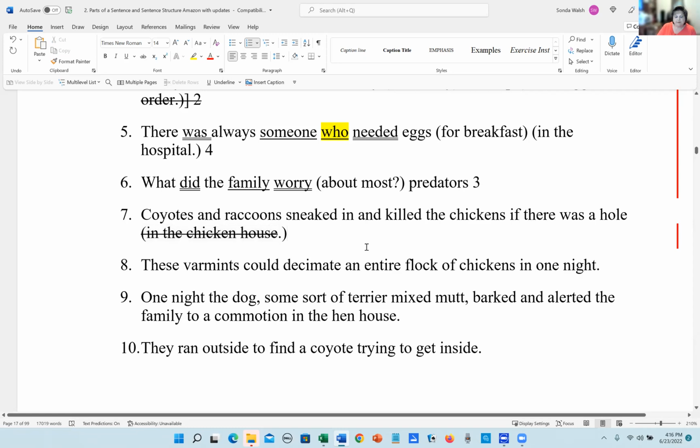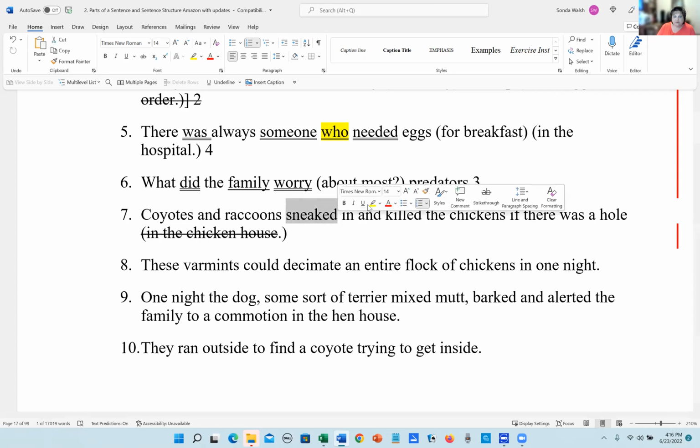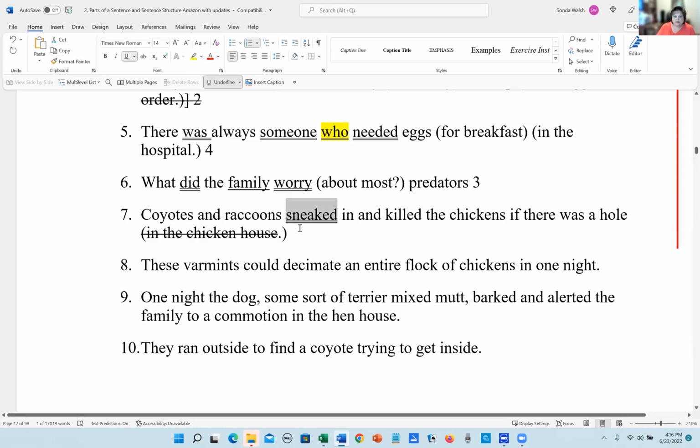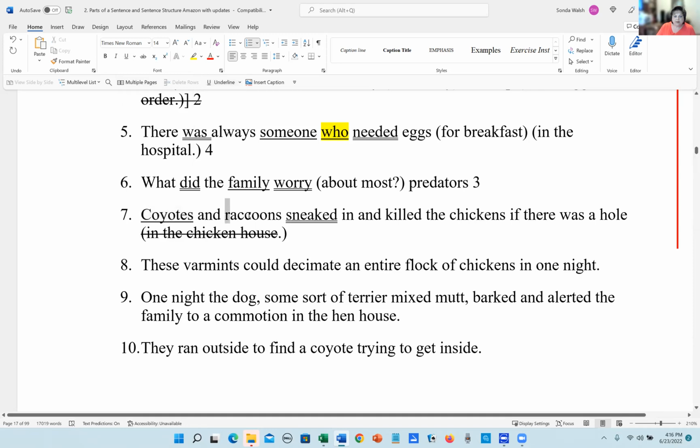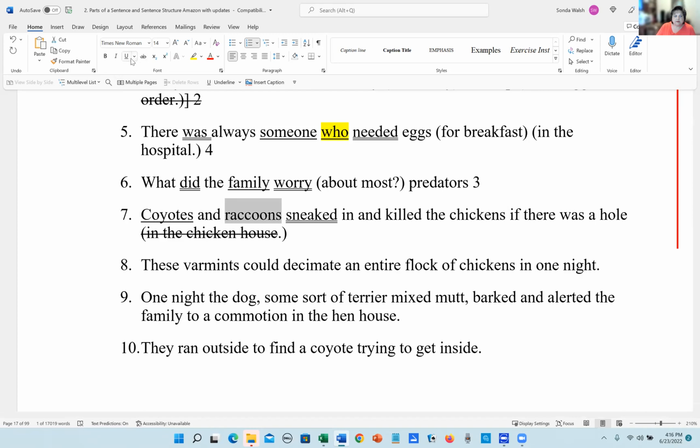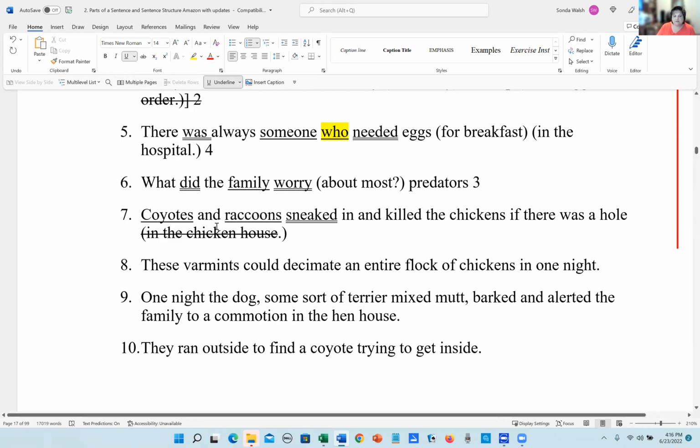Okay, so now I want to find a subject and verb. So sneaked is a verb. I'm going to underline that, and I'm going to look to see if it has a subject. Who sneaked? What sneaked? Coyotes sneaked. And because there's an and between the 2, I know I have a compound, raccoons. So I have a compound subject and verb, coyotes and raccoons sneaked.